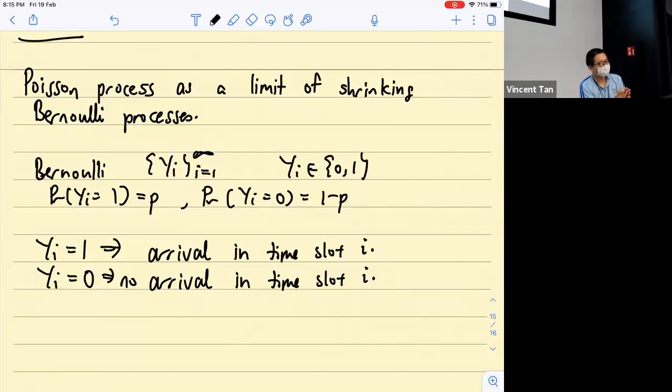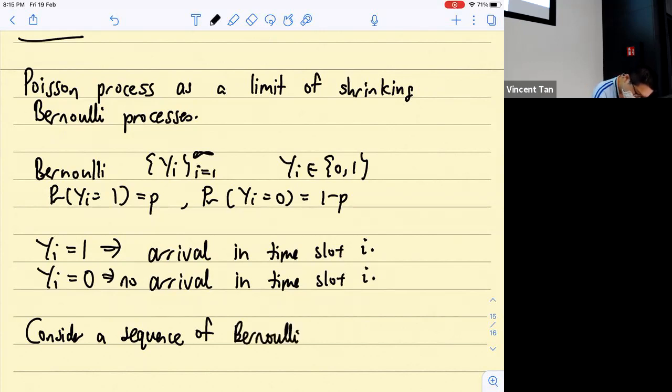But what we are going to do is to now talk about what is the meaning of time slot. I have not defined what is time slot. All right. So we are going to consider now a sequence of Bernoulli processes indexed by j. I love sequences. I'm an analysis person.